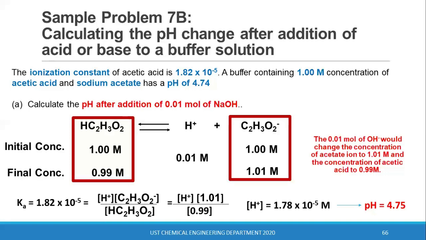When the final and initial pH values are compared, 4.74 yung initial, 4.75 yung ating final, it can be seen that there was almost no change again in pH despite the addition of the strong base. The pH increased only by 0.01. Again, this is the power of buffer solutions.